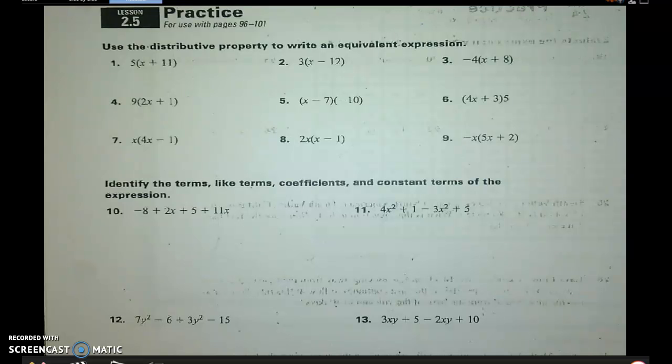All right, ladies and gentlemen, we're going to work through our homework. Tonight's homework, you are working on the evens only. I'm going to show you how you work through some of the odds so that you can have some examples to help you. So the first section, you need to use the distributive property to write an equivalent expression.